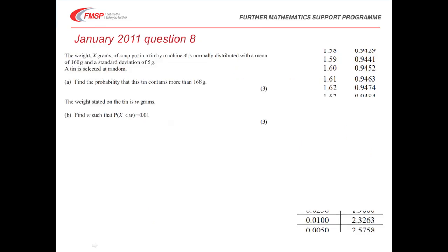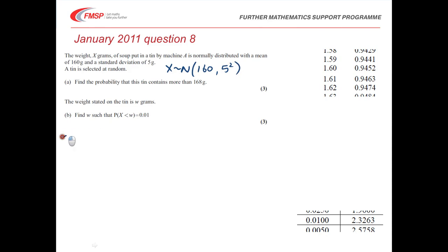Okay, so let's look at a different question now. That question was quite nice because it actually pretty much covers everything that you need about the normal distribution. That's why I quite like it. But here we've got the weight x grams of soup put in a tin by machine A is normally distributed. So again, I'm sort of wanting to write my distribution. So x can be modelled as a normal distribution with a mean of 160 grams and a standard deviation of 5. Now notice I'm leaving it as 5 squared, and that's just because it helps with the notation later on.